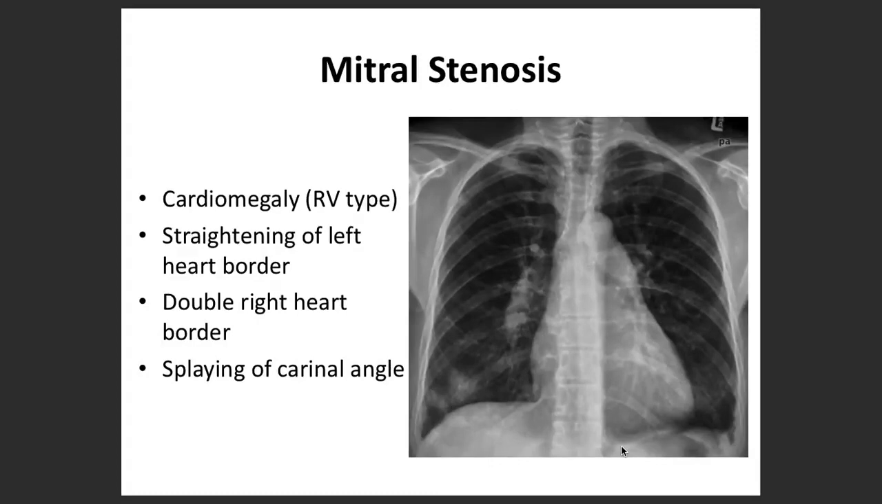Now, a very favorite X-ray, especially in medical examinations, they try to give mitral stenosis. So, mitral stenosis, what do you see? There is, of course, cardiomegaly, but of the RV type. And the left border, if you look carefully, is almost straightened, and there is what is called the double right heart border. Double right heart border, why?